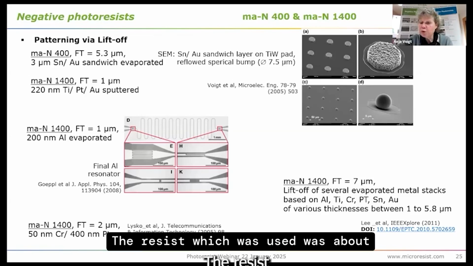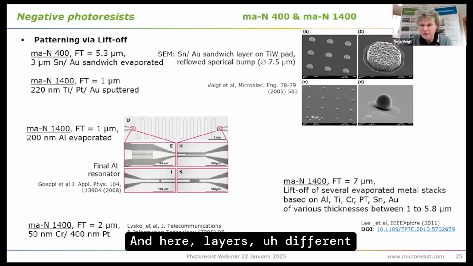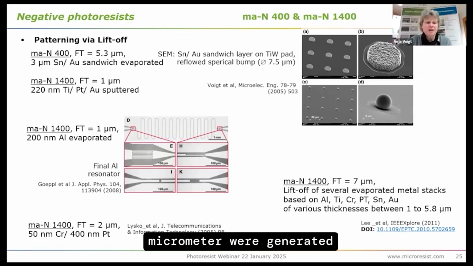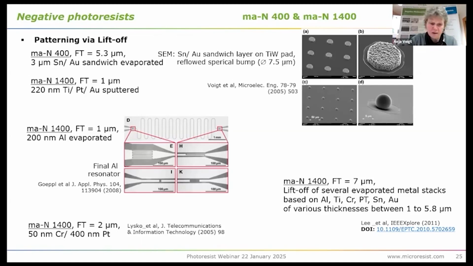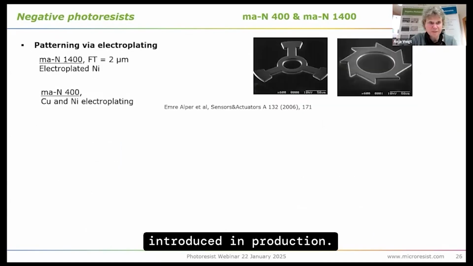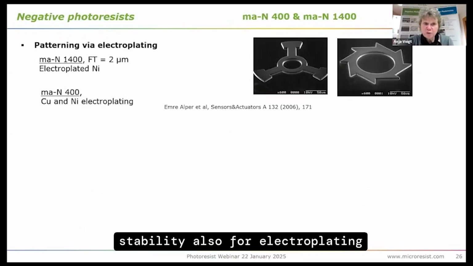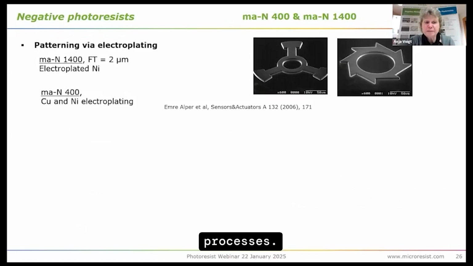The resist which was used was about 7 micron, and here metal layers of different composition, up to nearly 6 micrometer were generated successfully. And this material is very well introduced in production. This material offers the chemical stability also for electroplating processes.